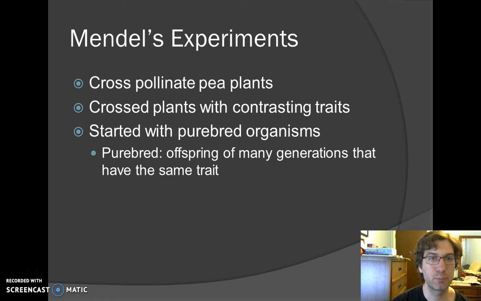So let's look at Mendel's experiments. What he's going to do is cross-pollinate pea plants. He's going to take some pollen from one pea plant, mix it with another pea plant, and get an offspring. And hopefully we're going to be able to see the difference in traits after he goes. So he's going to start by getting purebred organisms.